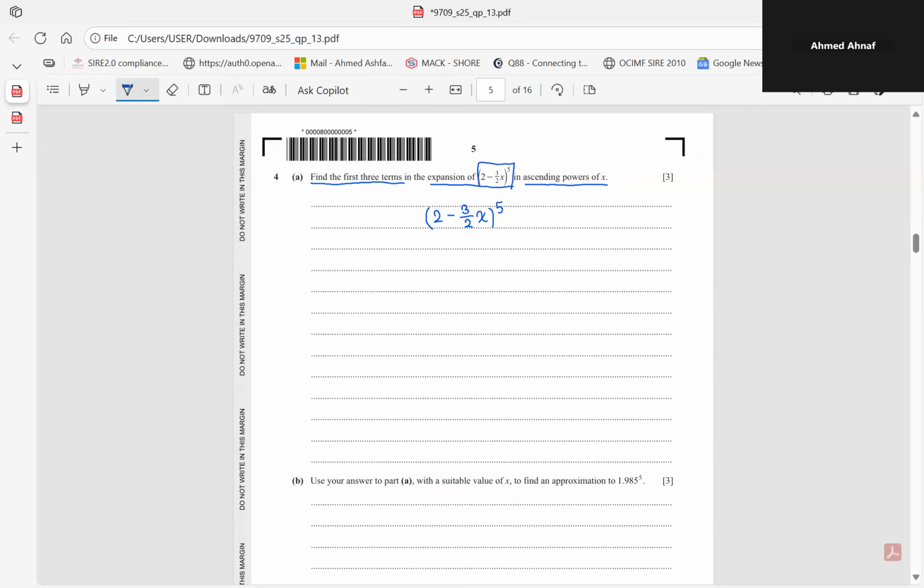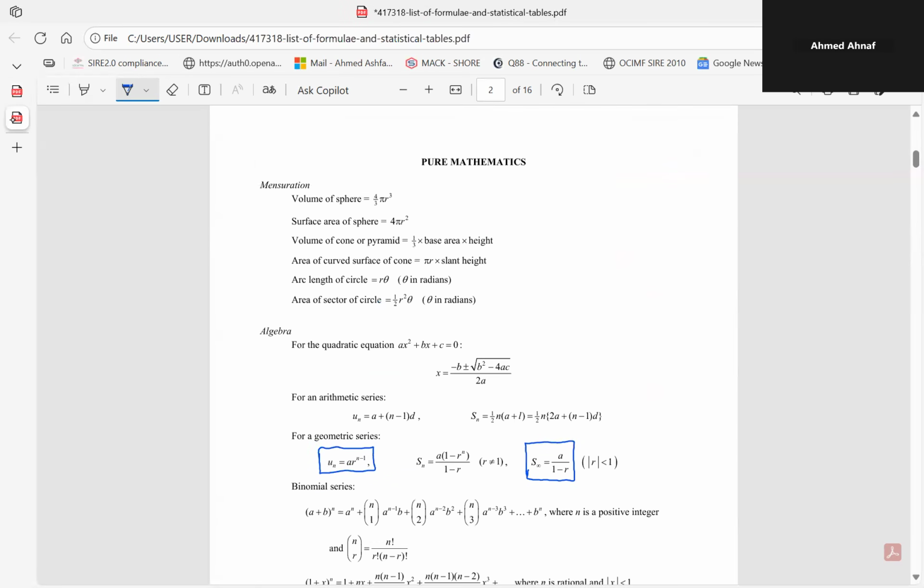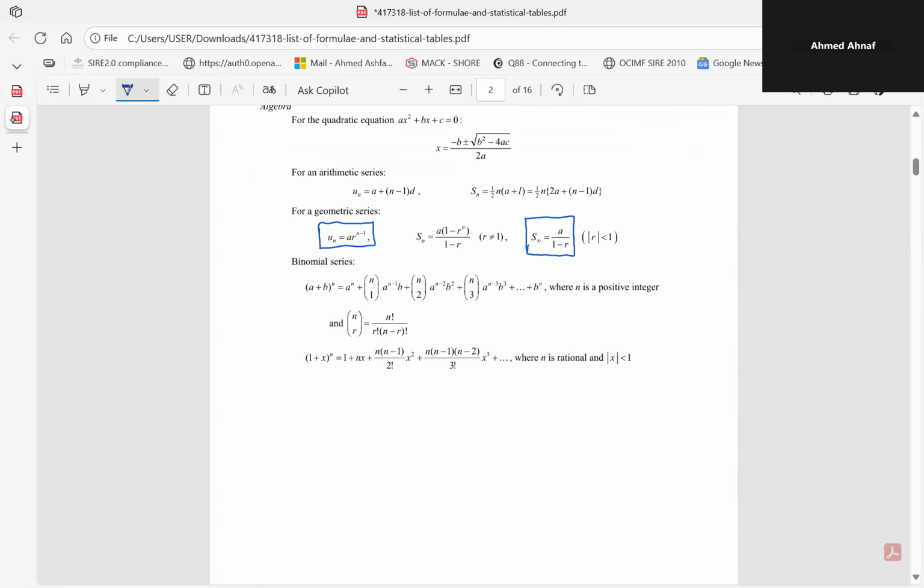Okay, so in order to do this, we're going to have to look at our formula list. So the formula we have to use is the first one, where n is a positive integer. We're only told to find the first three terms, so we'll need from a to the power of n all the way to here.